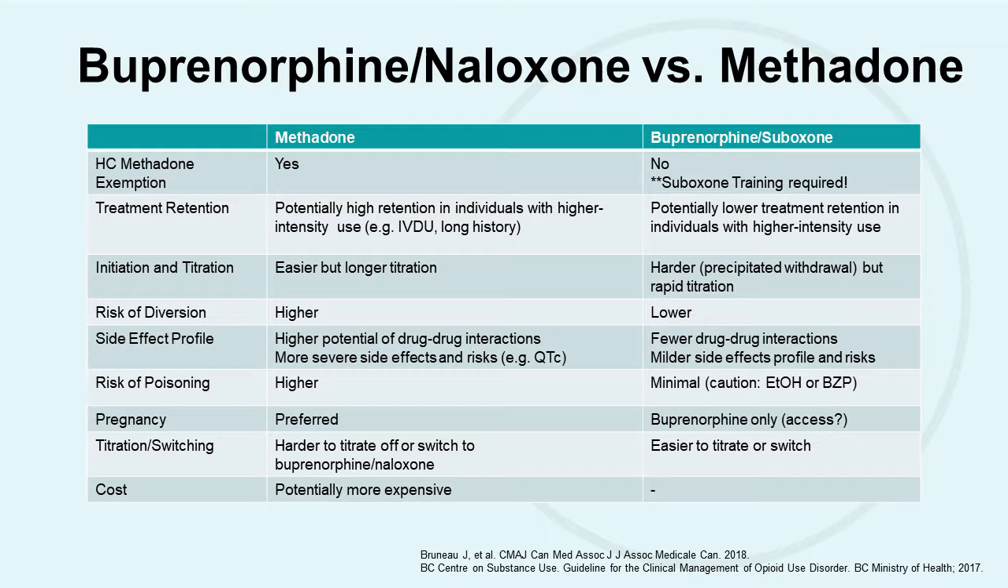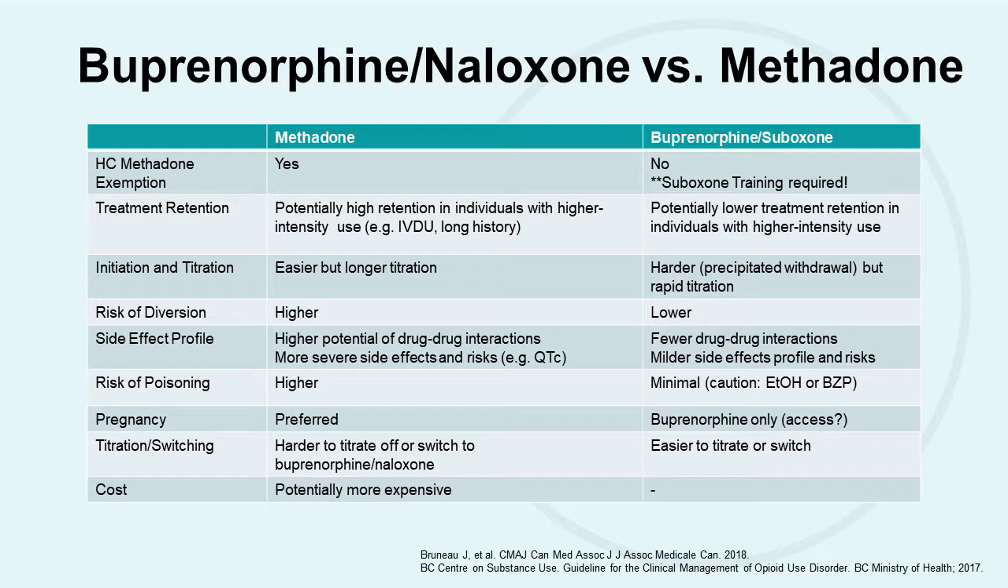Methadone has a higher risk of poisoning because it is a full opioid agonist and can be combined with other opioids. Suboxone is often preferred because it is a partial agonist with a low risk of respiratory depression due to a ceiling effect. However, this effect may be lost if it is combined with other drugs such as ethanol or benzodiazepines.